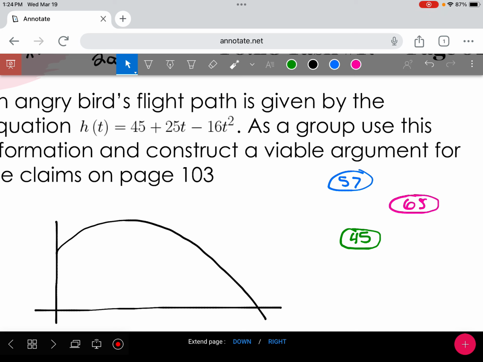What chart is it talking about? Vertex. The roots, so that's this guy and this guy. What we're wanting to know is, is it going to hit those pigs at those heights? Does this tell us? What would we need to do to know if it's going to hit somebody at a height of 45?